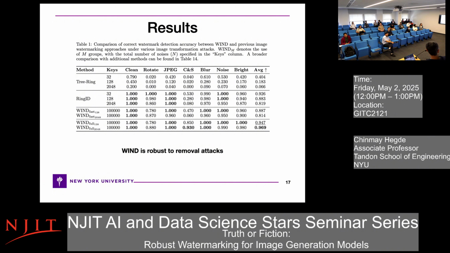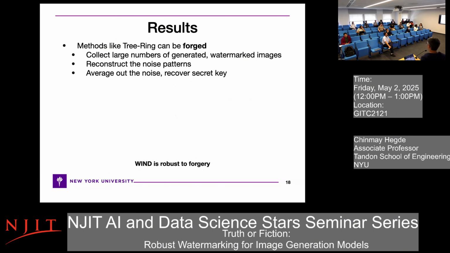Okay, assuming that we limit our removals to these kinds of simple transformations, we find that our method is robust. But it's also robust to forgery. So again, how do you forge a watermark? Like, if I take a real image and I want to pretend that it's AI generated, how do you forge that watermark? The way that typical forgery attacks happen is that you take large numbers of these images. Remember that they're imperceptible, so it's not easy to discern the watermark.